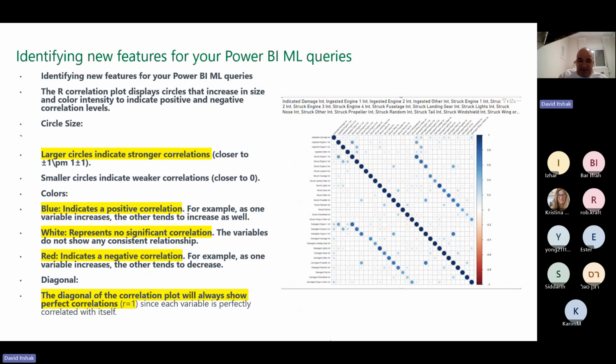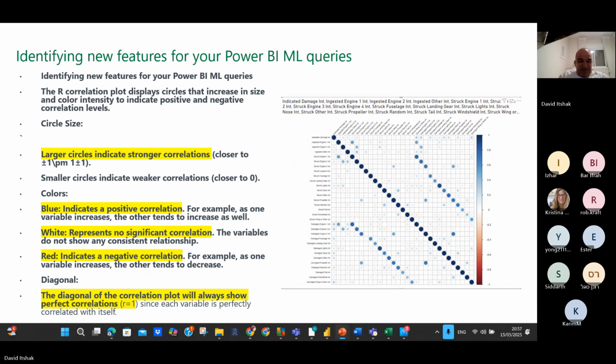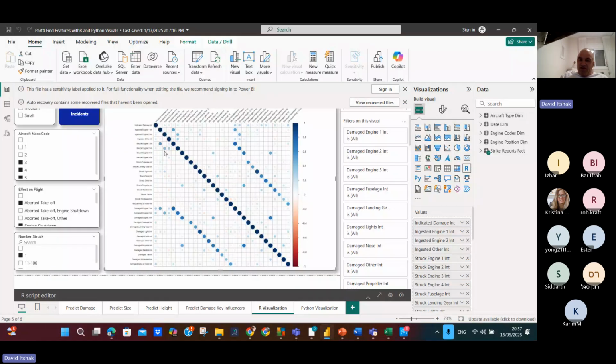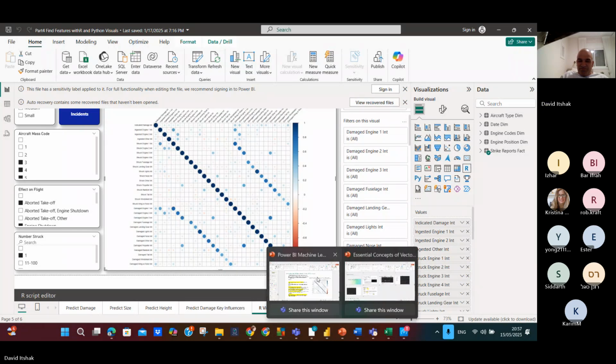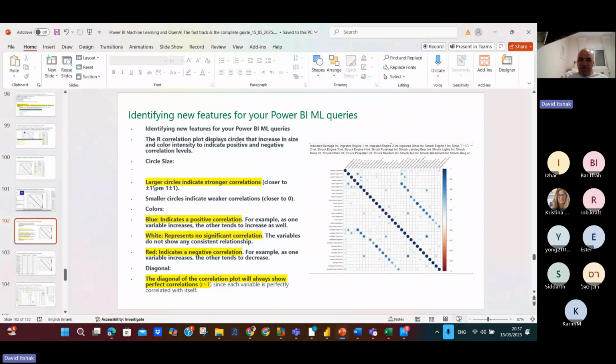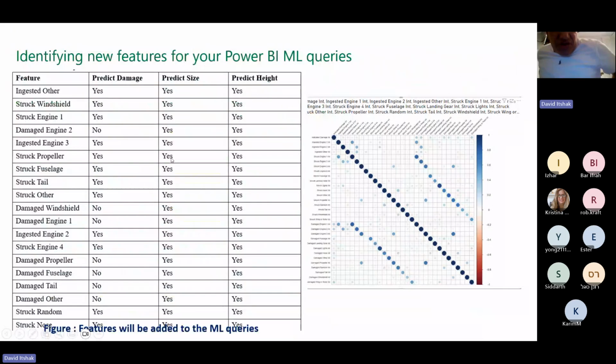So if you look at these graphs, you can find a correlation between parameters. You can see it here, and here, and here, and here. Okay. And we will find the features, the variables which have correlations. So you can see that, among others, predict damage, predict size, predict age have correlations. And this is the table we created from this.